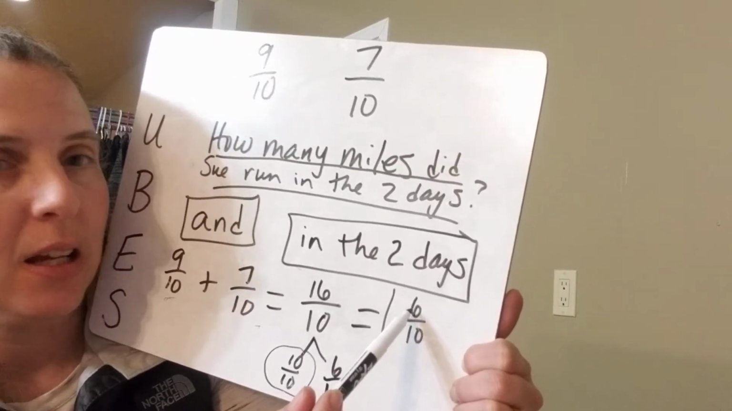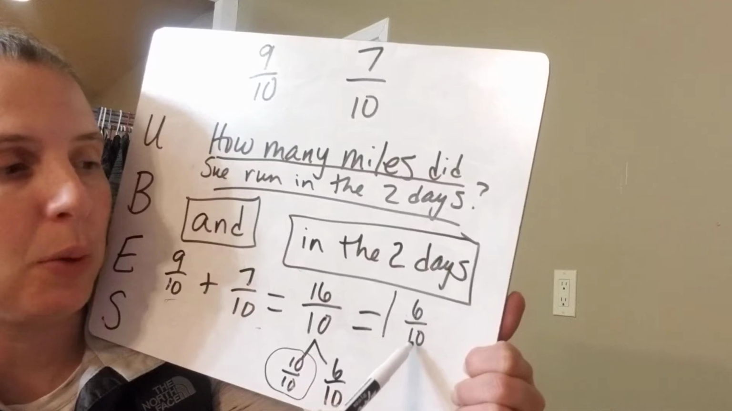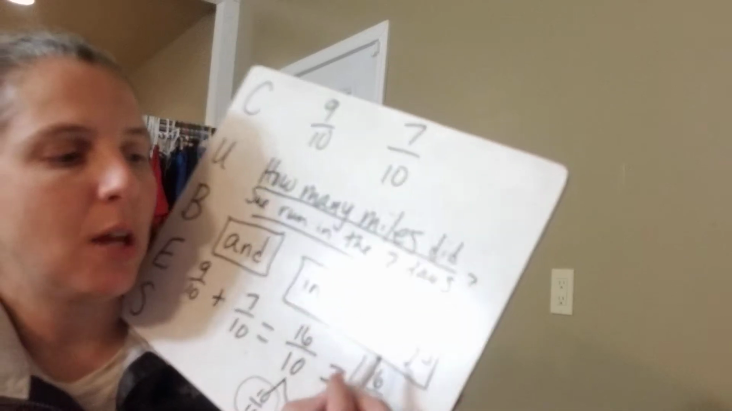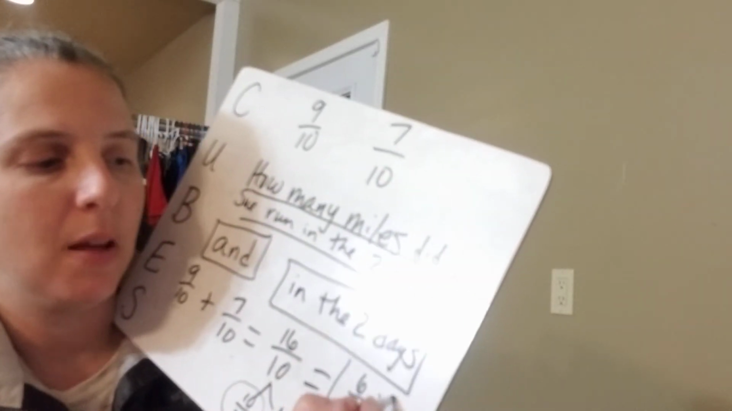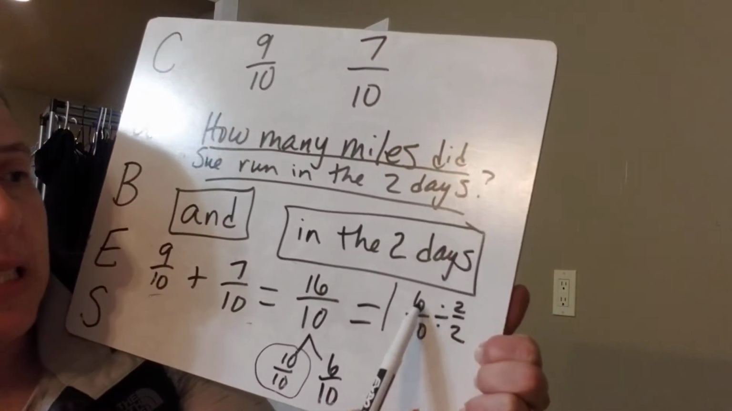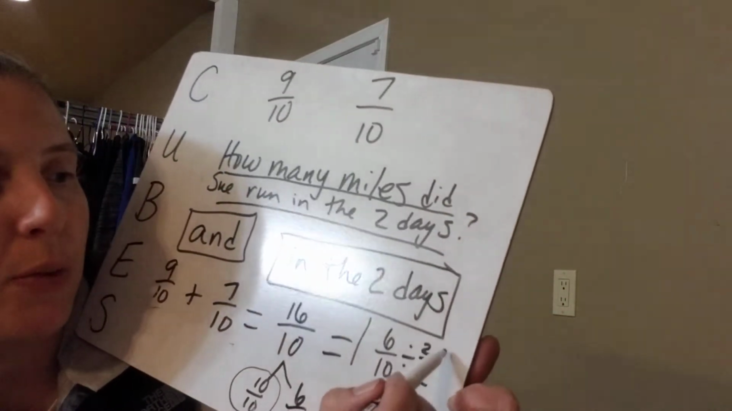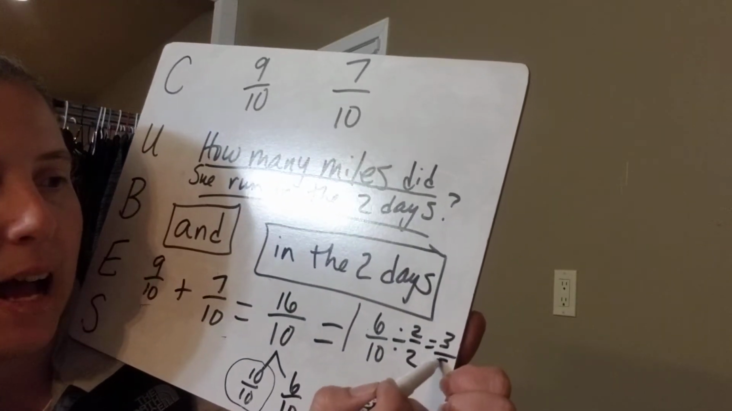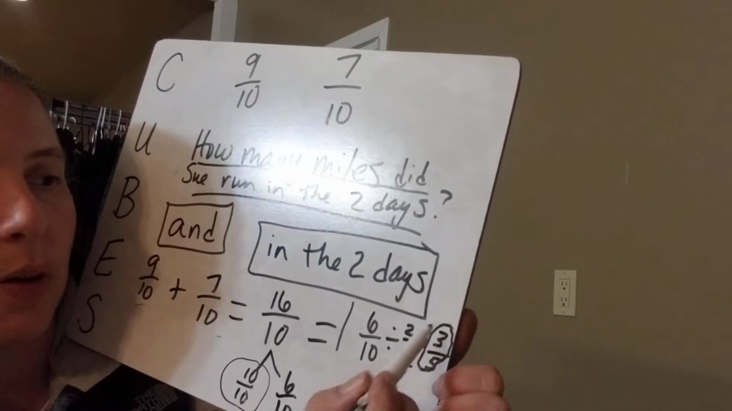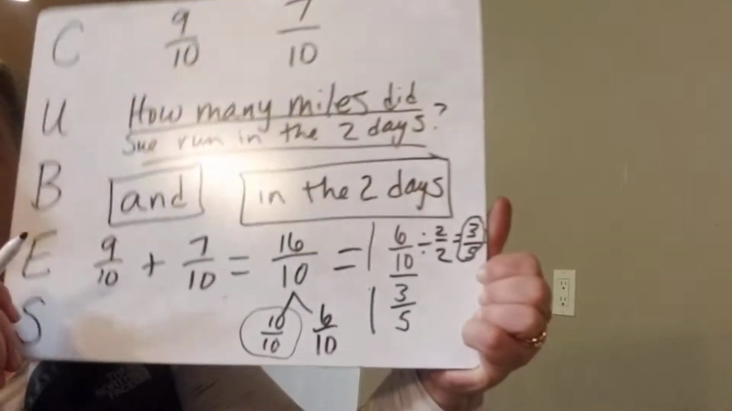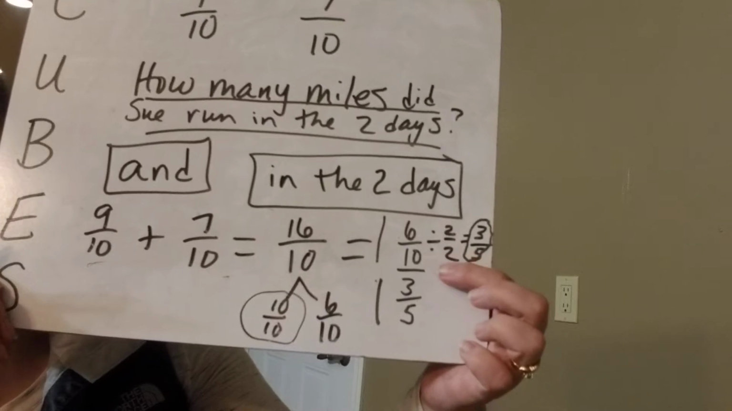Well, think about 6. I can do 2 times 3. Can 3 go into 10? Nope. Can 6 go into 10? Nope. So I'm just going to divide both of these by the number I know both of them can go into. 6 divided by 2 is 3, and 10 divided by 2 is 5. So this is an equivalent fraction to 6/10. So I can say in simplest form, the answer is 1 3/5. Okay? But 1 6/10 is also correct.